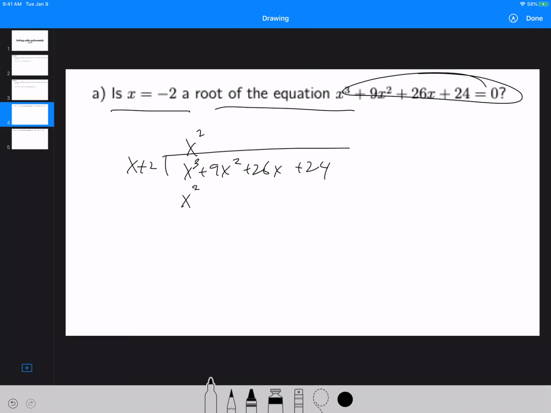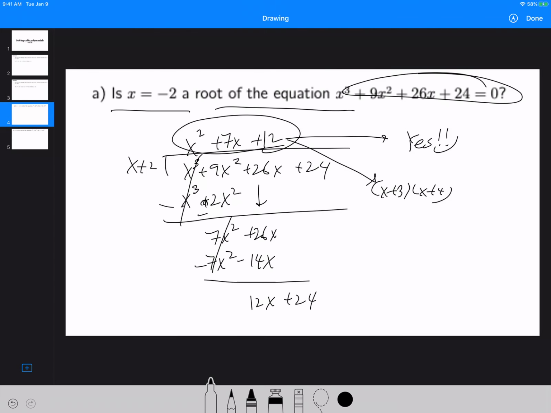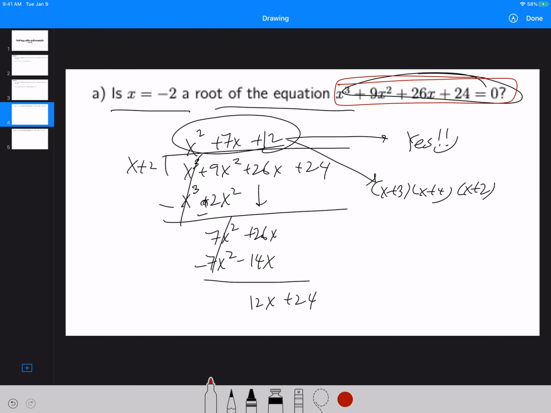x squared, x cubed plus 2x squared, 7x squared, because I need to subtract these. Cancel these out. Bring down the plus 26x, plus 7x here. 7x squared minus 14x, because I need to distribute the signs once again. That's 12x plus 24, and yes, that is absolutely a yes. x plus 3 and x plus 4 are also factors of those. So completely factorizing this should look like this.